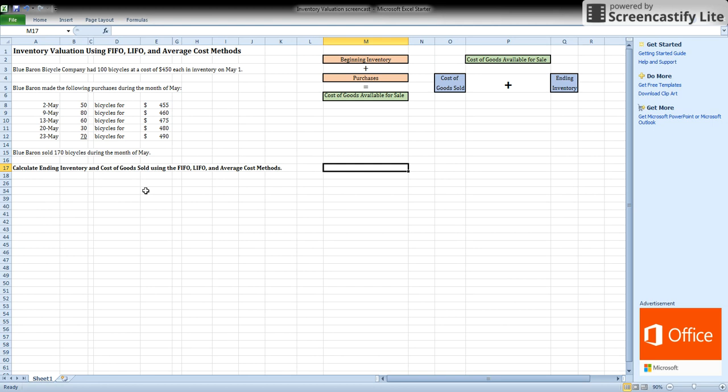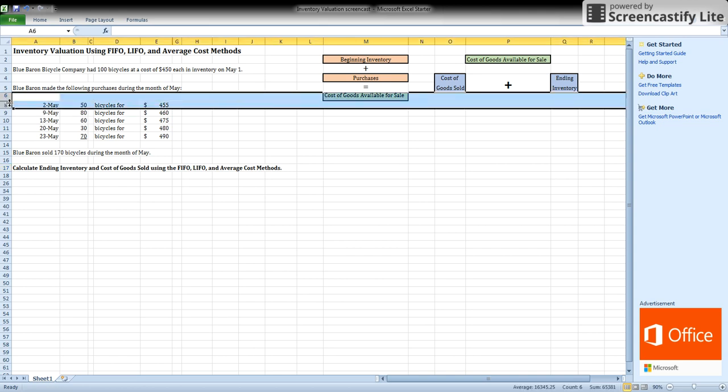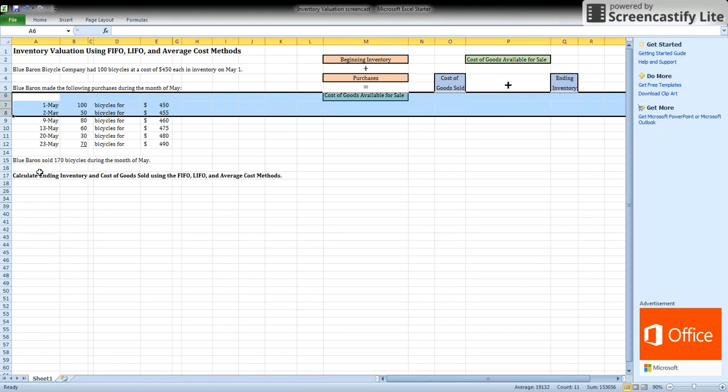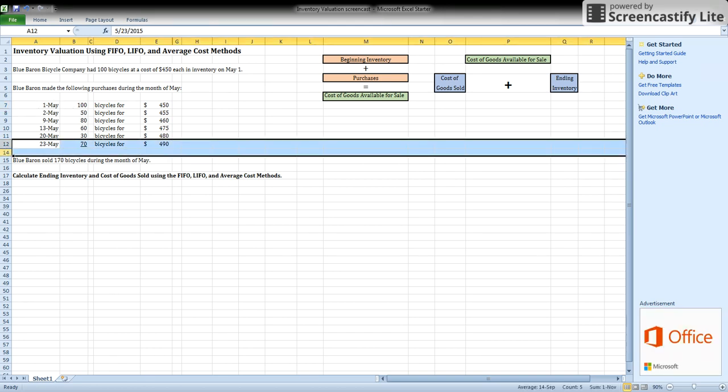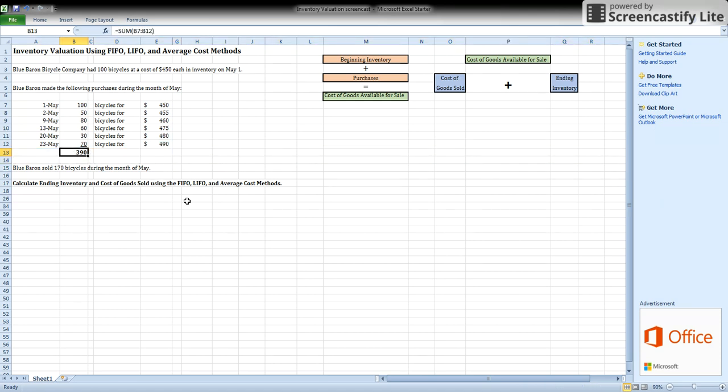Now, the first thing that we'll want to do is calculate exactly how many units we have available for sale and what that total cost is. So the first thing that I'm going to do is put in our May 1st balance. This is the 100 bicycles that we had in beginning inventory. So 100 bicycles for $450. Now we've got all of our bicycles, which is a total of 390. If we add our beginning inventory to all of our purchases, we get 390. So those are the units we have available for sale.